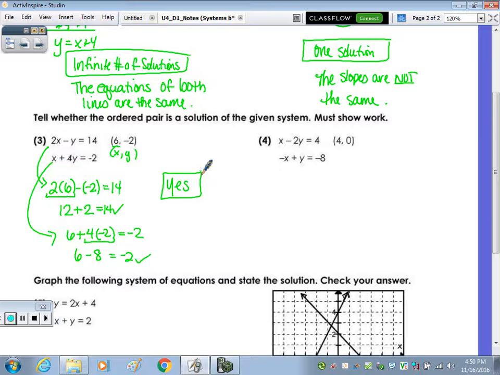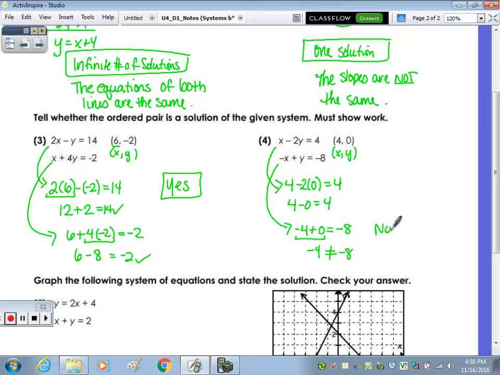Number 4, the point is 4, 0, so I'm going to plug 4 in for x and 0 in for y. So in this one, it would be 4 minus 2 times 0 is that 4. Well, 2 times 0 is 0, and 4 minus 0 is 4. Substituting into this one, we have negative x, so negative 4 plus 0, does that equal negative 8? Well, negative 4 plus 0 is a negative 4, which is not equal to negative 8, so this is no.